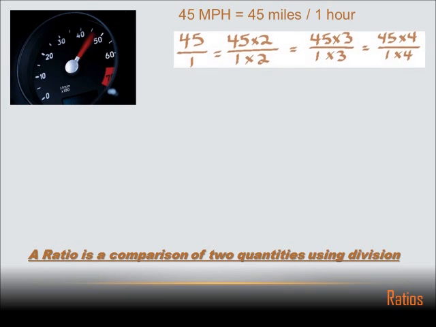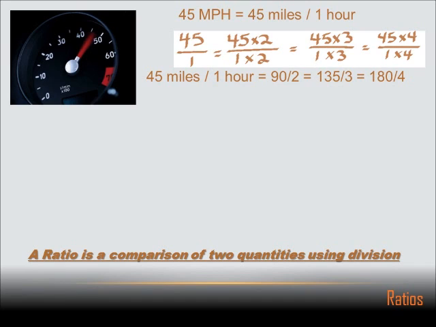Well, you also know enough about fractions to know that if I've got 45 over 1, I can rewrite that as 45 times 2 over 1 times 2, because if I multiply the top and the bottom of the fraction by the same number, it's still equivalent to the original fraction. Once again, I could multiply the top and the bottom by 3, and I still got an equivalent fraction. Or I could do the same thing with 4. So, I could rewrite this: 45 miles per 1 hour equals 90 miles per 2 hours equals 135 miles per 3 hours equals 180 miles per 4 hours.